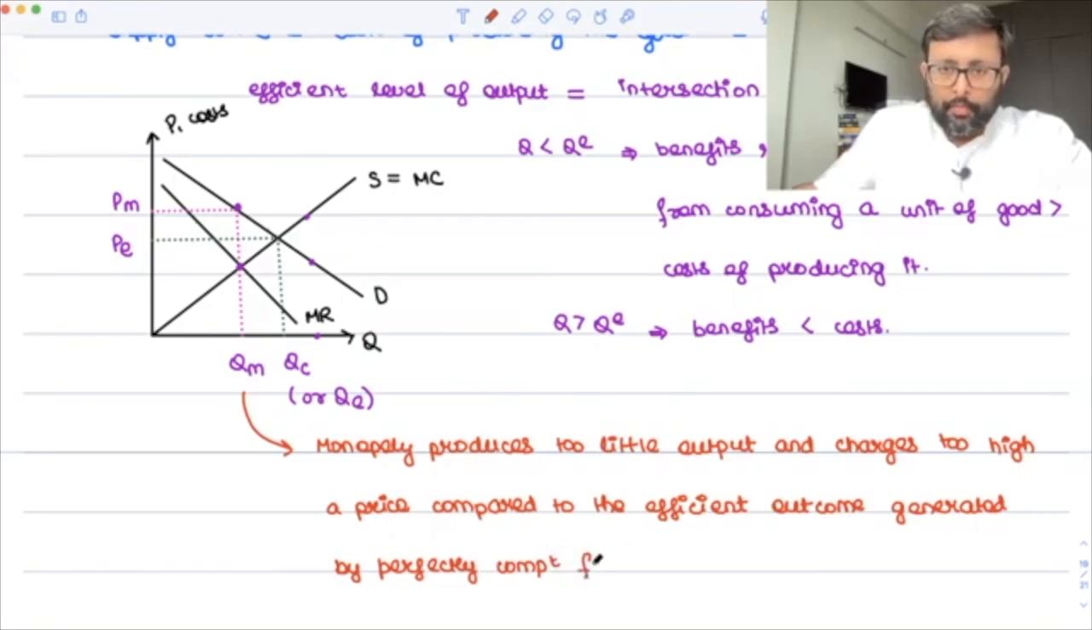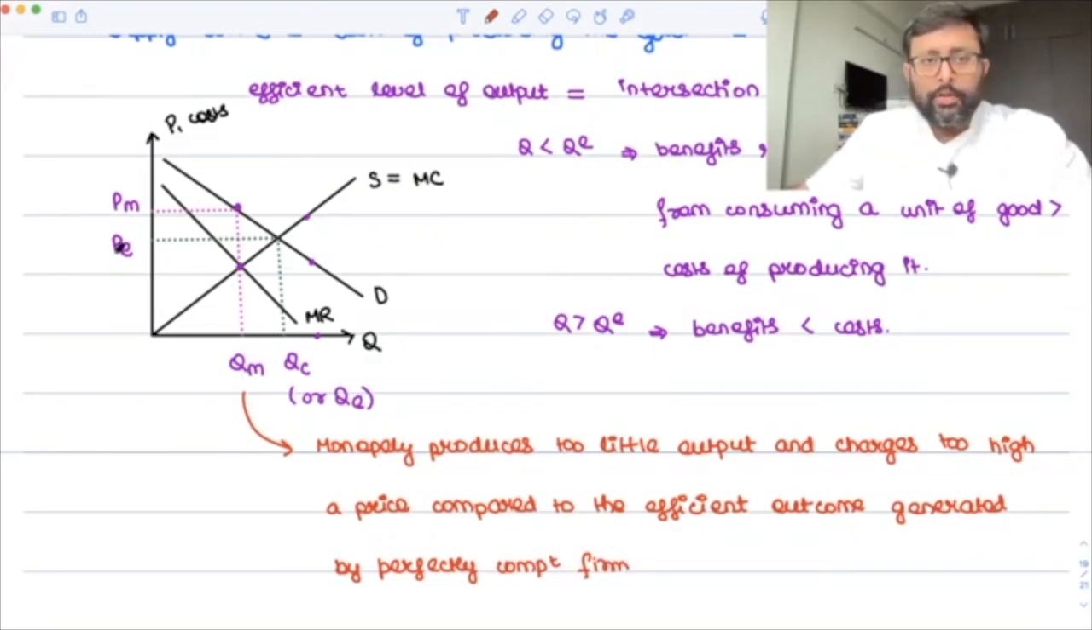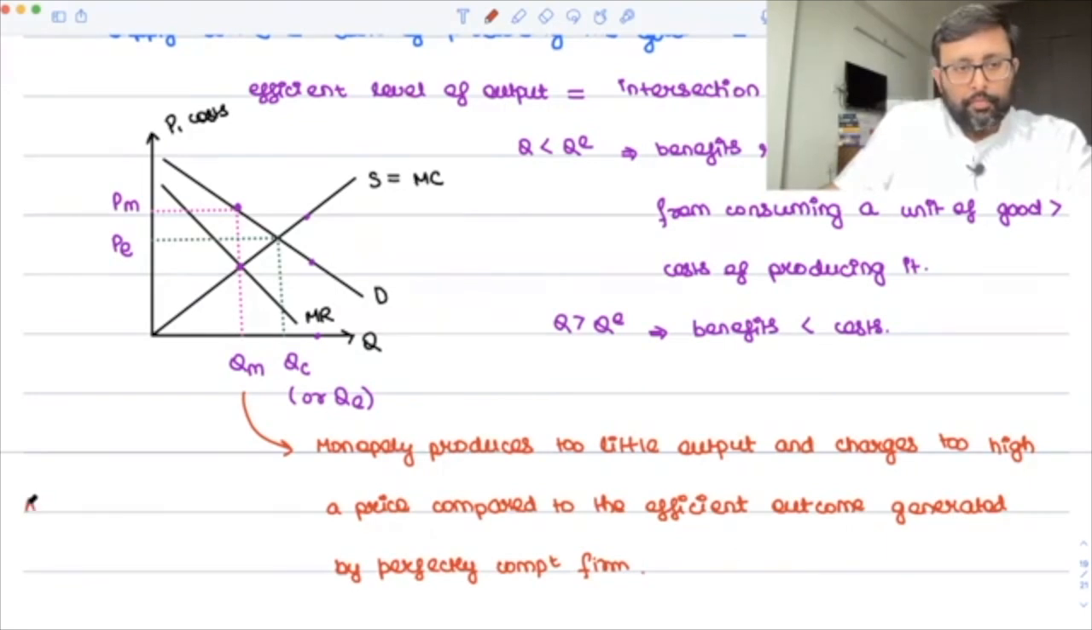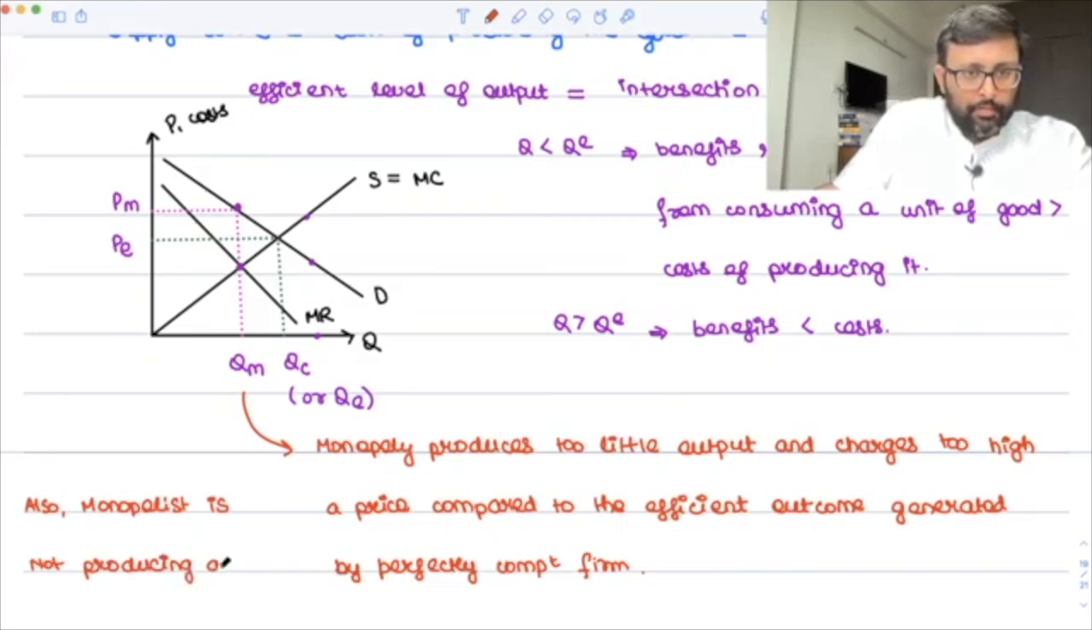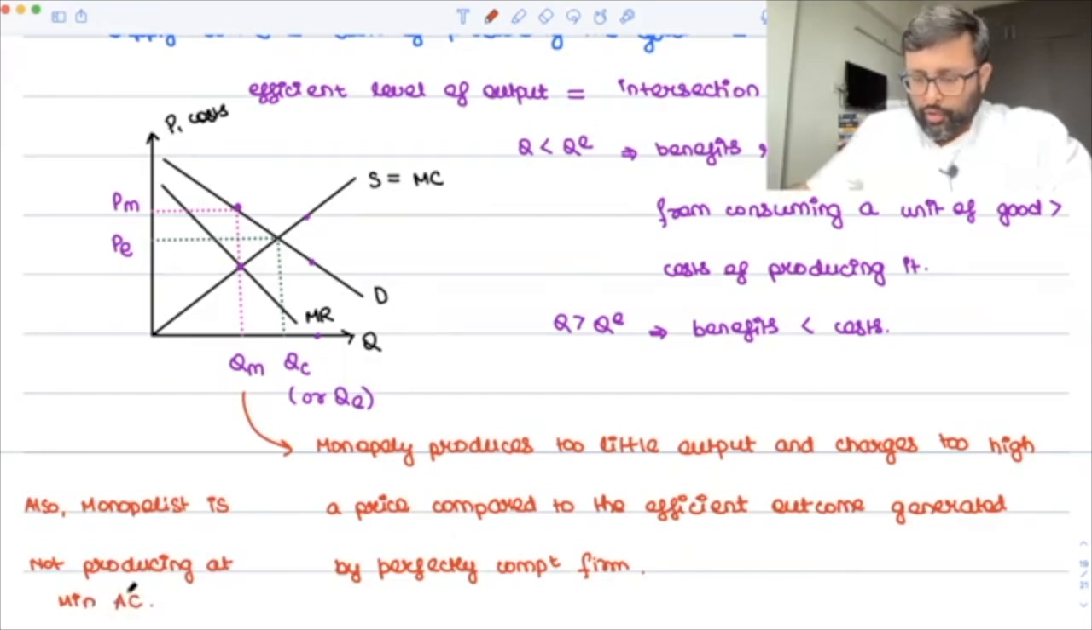Generated by the perfectly competitive firm. You can see this: the output is lesser, the price is more, right? Also, the monopolist is not producing at the minimum of average cost, right?